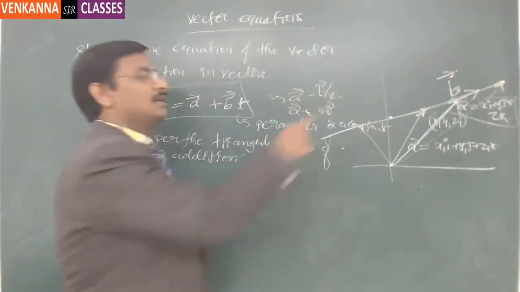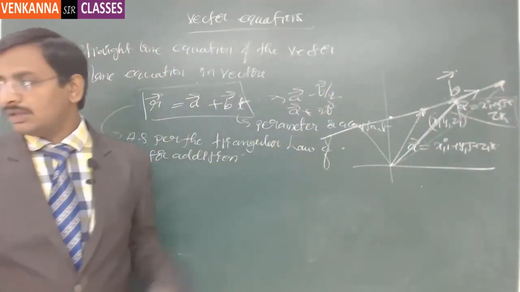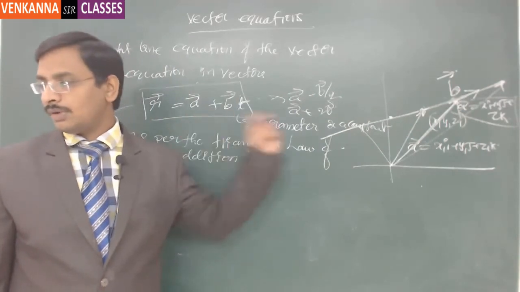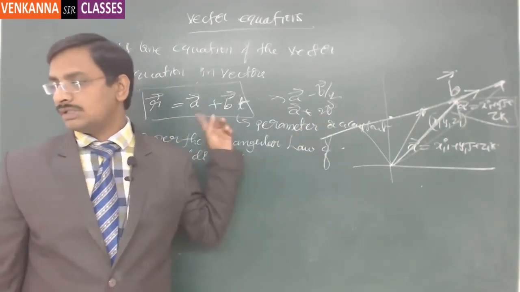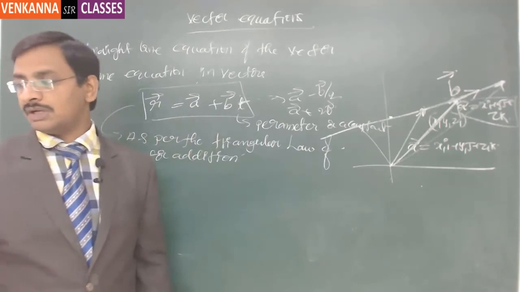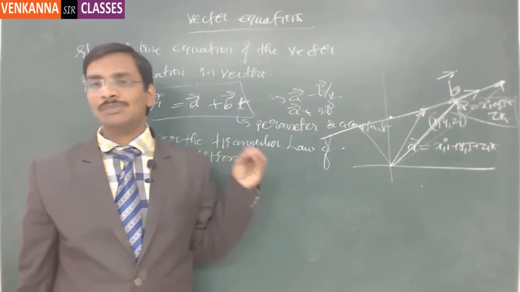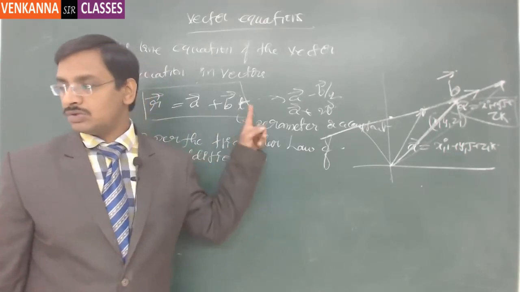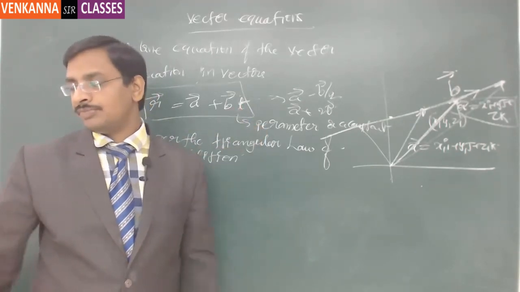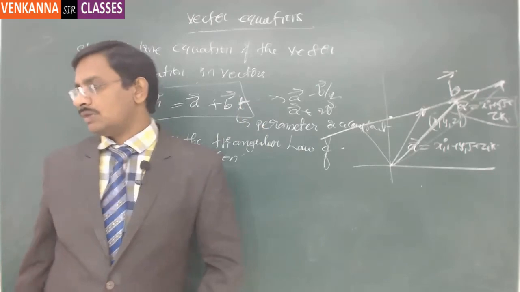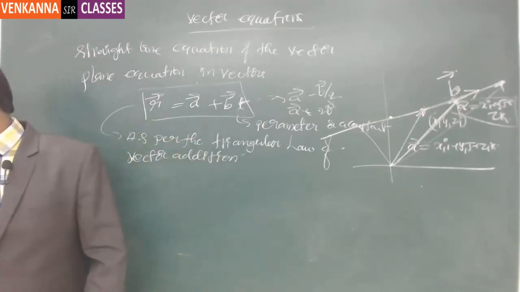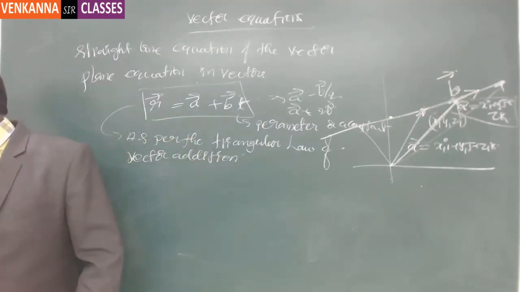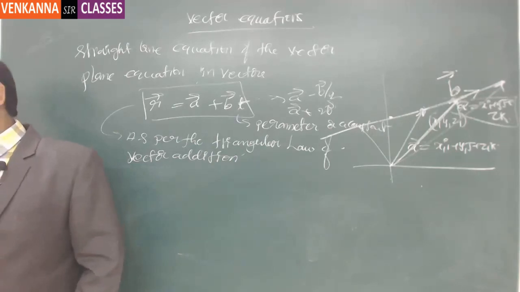Now at any instant, this r vector will be representing the position of the point on the line. Got it? So this is the vector equation of a straight line which you have got from a simple understanding of the triangular law of vector addition by introducing a variable parameter. Got it? Understood? Or do you have any questions on this? Any questions?